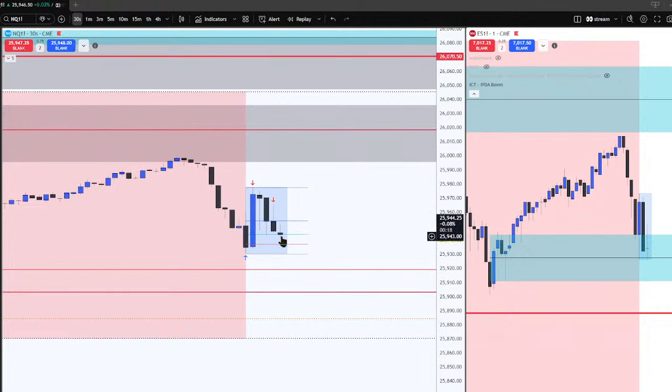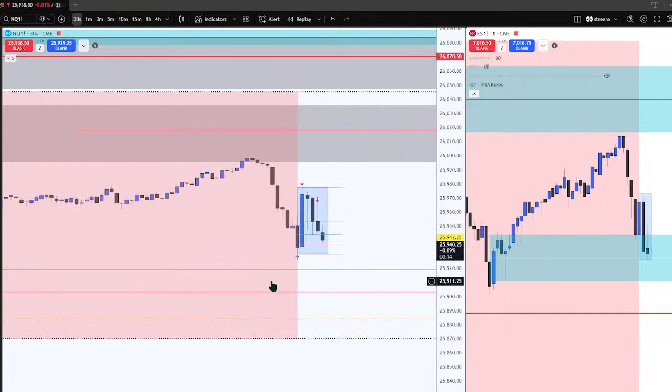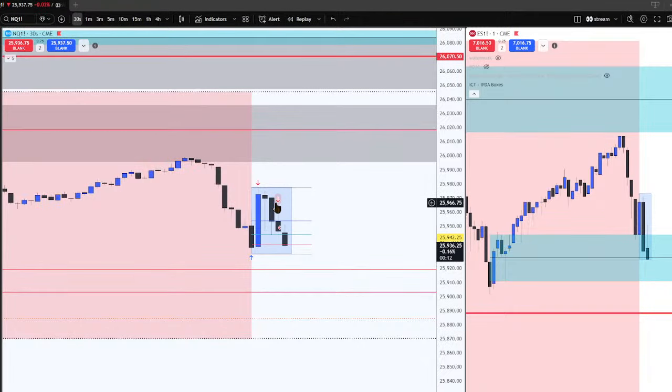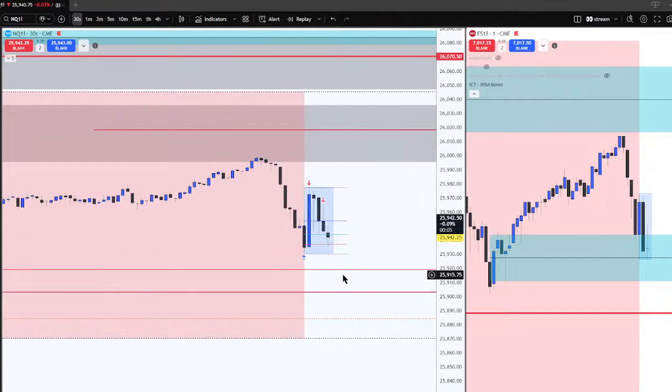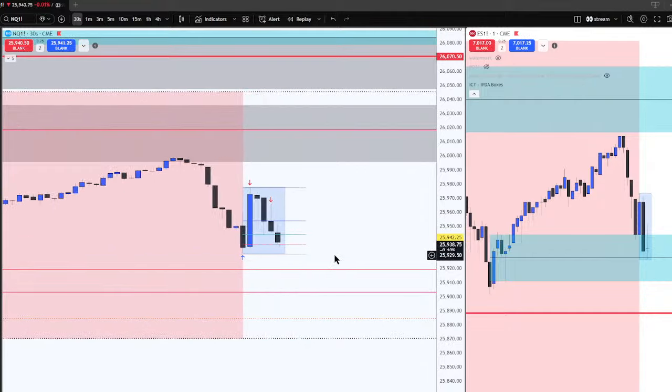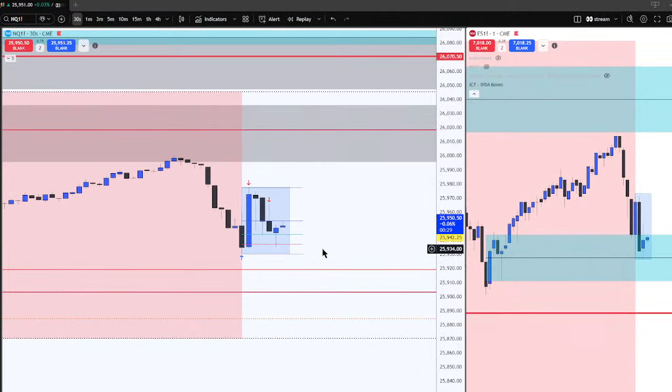I may short this. How many points is that? It's only 20 points. I'd have to risk to there. The risk to reward's not there for a short trade. Pretty sure it comes down to here though, we'll see. Yeah, the broadening formation, dude. I'm watching that.